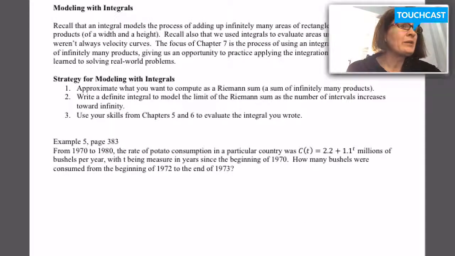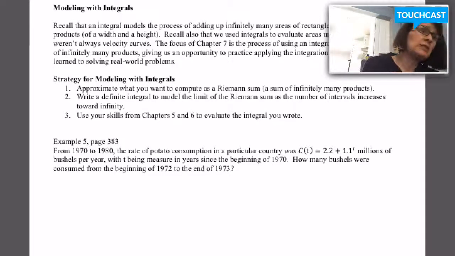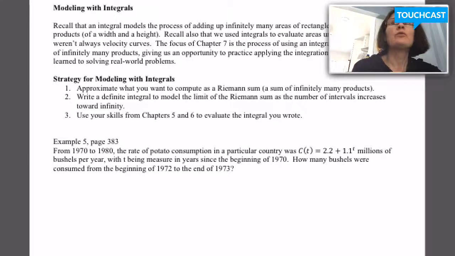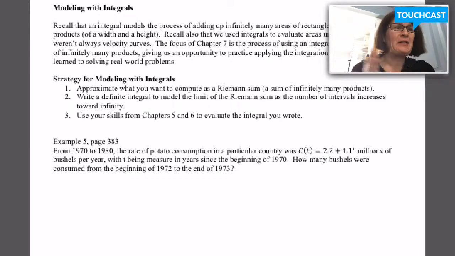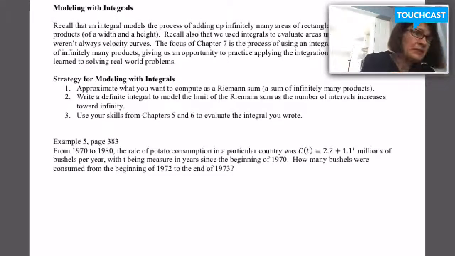Remember that the whole reason anybody ever tried to invent an integral is because they were trying to find area under a velocity curve, because we thought that maybe that would give us distance traveled. And it used to be, remember in elementary school, middle school, if you wanted to compute distance traveled, you just multiplied the rate times the time.